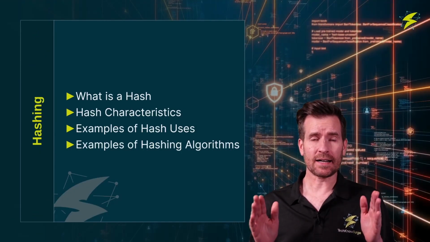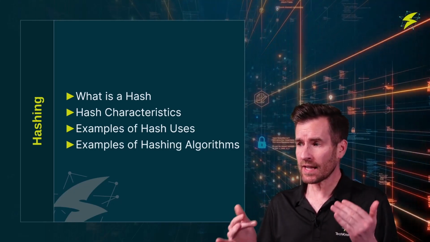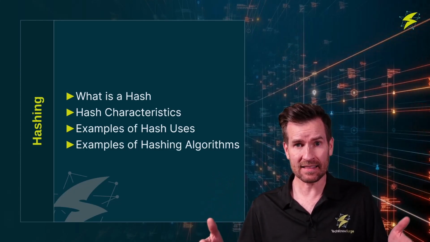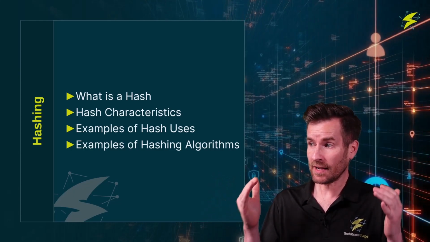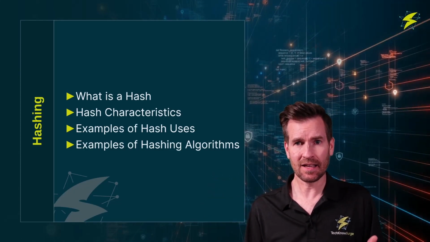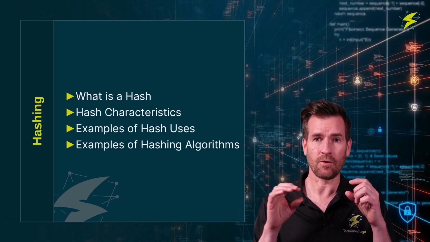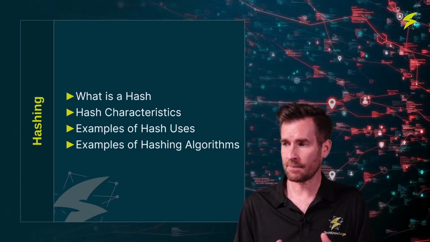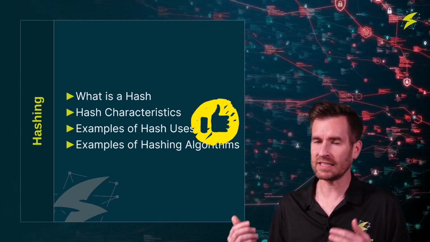In this video, we talked about what is a hash. Then we got into some hash characteristics: we want it to be a fixed length, fairly unique. We talked about some examples of hashes, like for passwords and for verifying files. And then we also finished things up by talking about some examples of hashing algorithms.